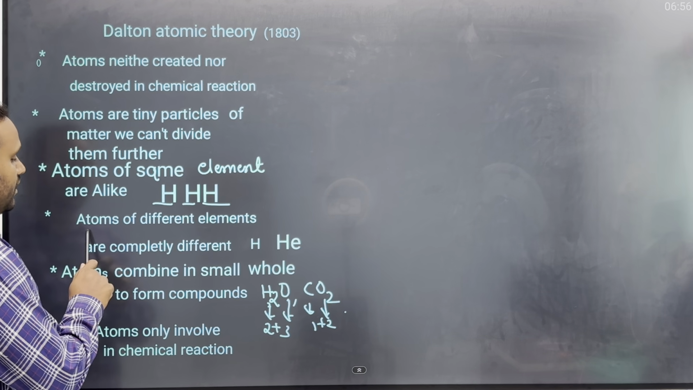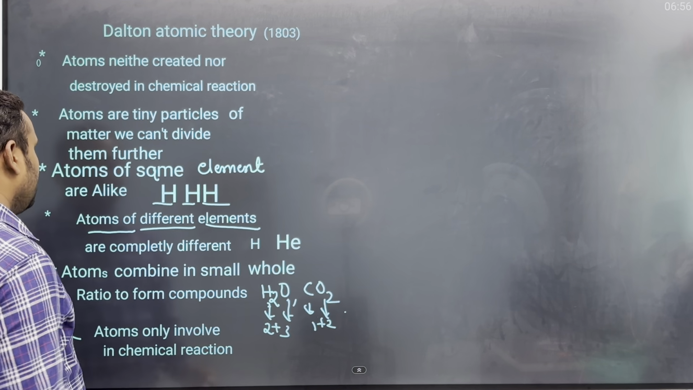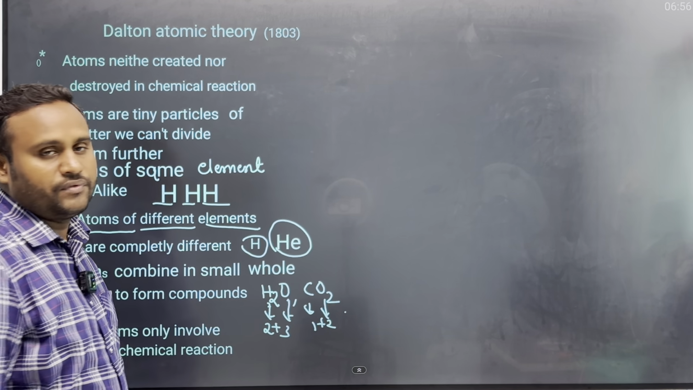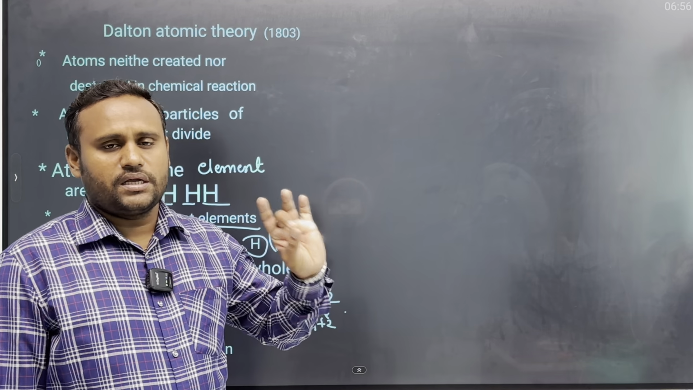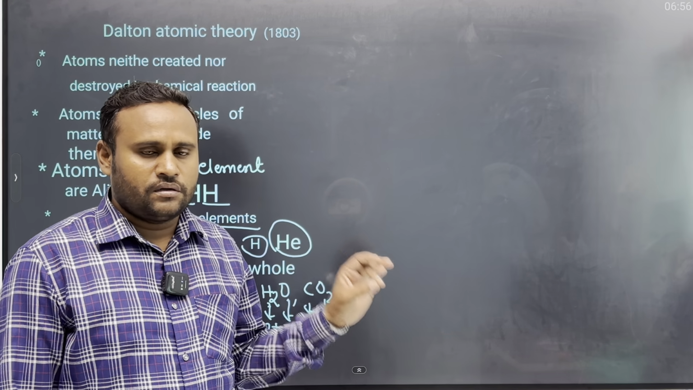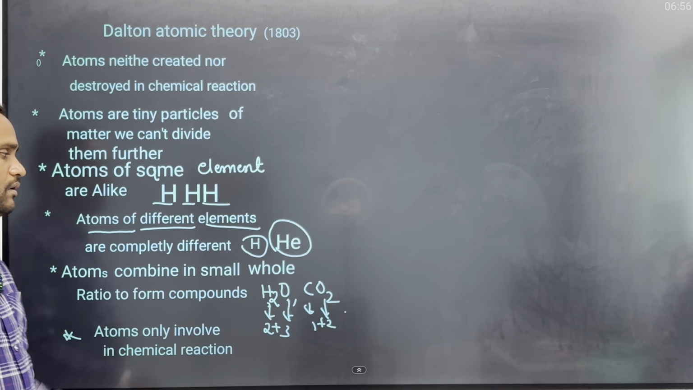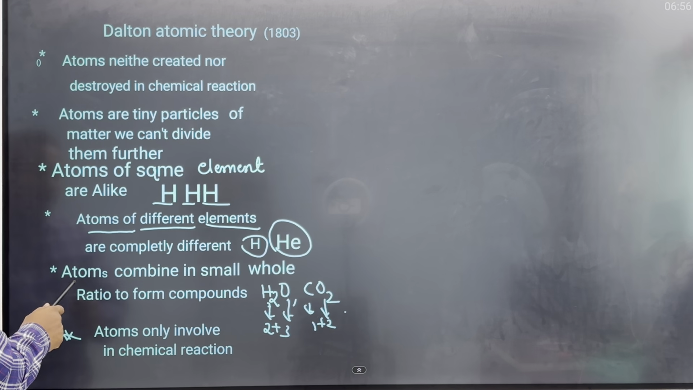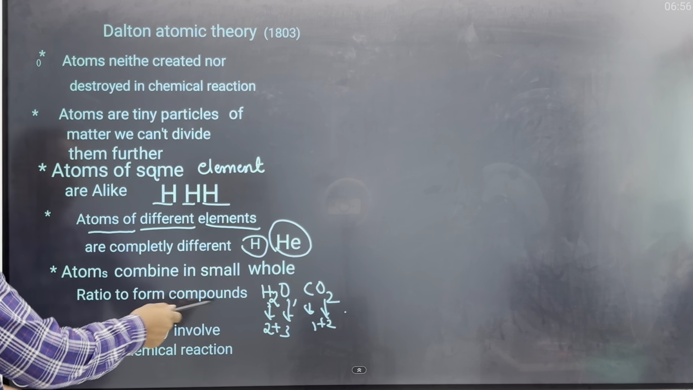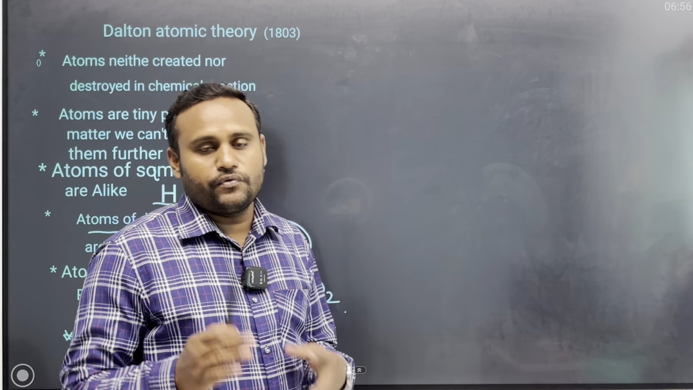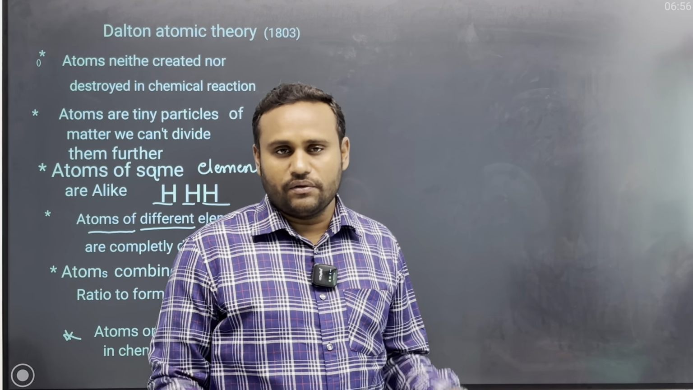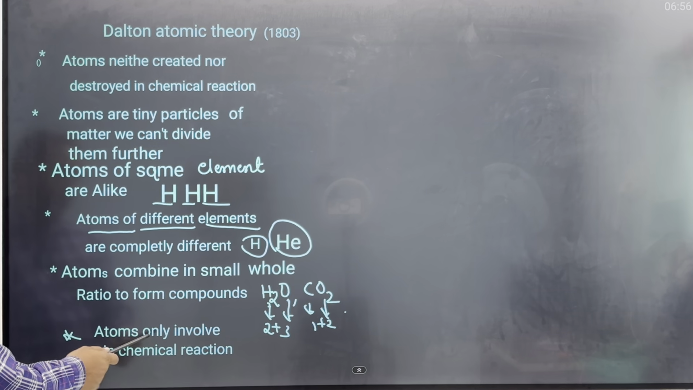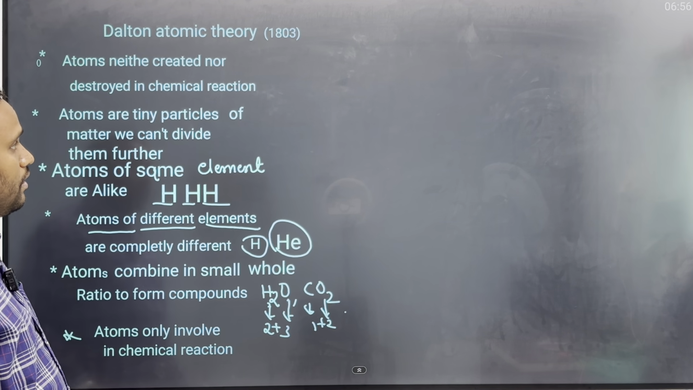Next, atoms of different elements are completely different. For example, we compare the atoms of hydrogen and atoms of helium. They have completely different properties, like different atomic number, different mass number, different physical properties, different chemical properties. Next, atoms combine in small whole-number ratios only to form compounds, meaning 2 or 3 atoms, maximally 5 or 6 atoms combine and give a compound. And the next, only atoms are involved in the chemical reaction.